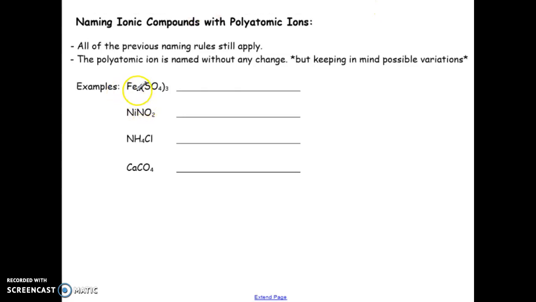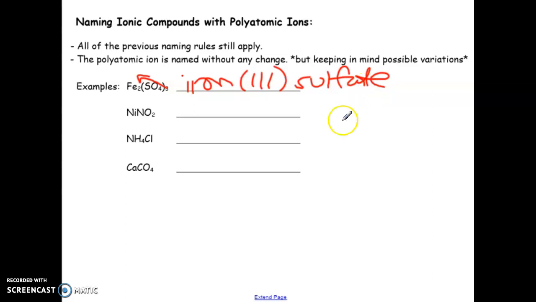So we have Fe2(SO4)3. SO4 is sulfate, and this is iron, right? And the 3 is crisscrossing up, like a reverse crisscross, so it's iron 3 from this. So iron(III) sulfate. You can pause the video and give these next 3 a try. Just be careful, because variants are going to come up for sure.